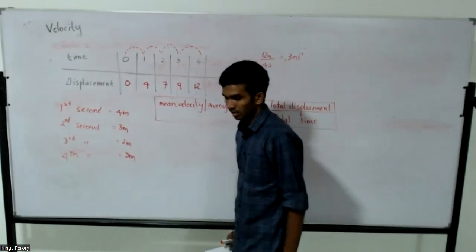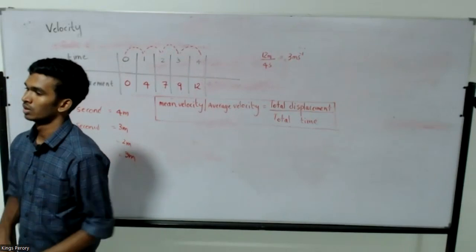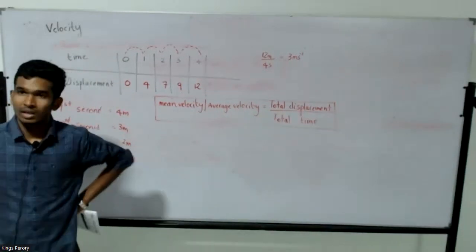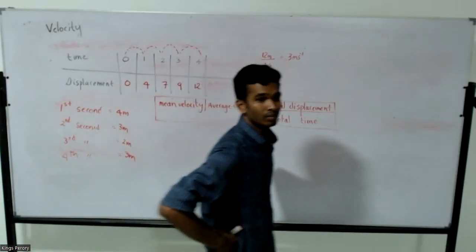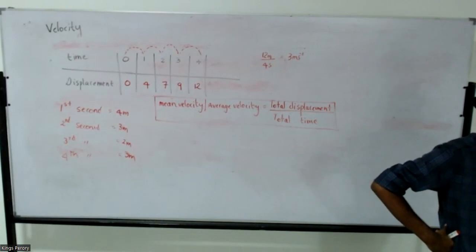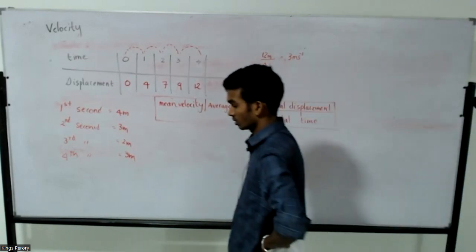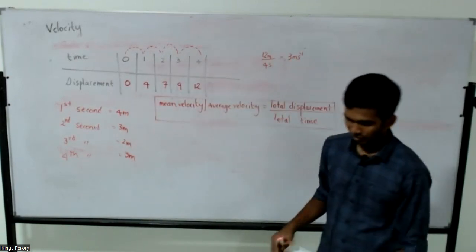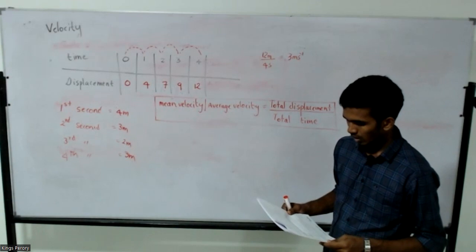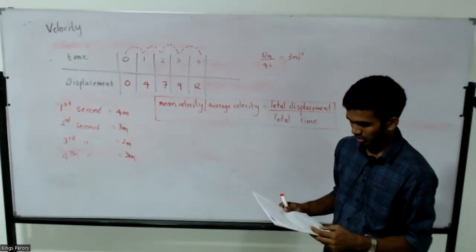When displacement is traversed in every 1 second is different, we find mean velocity or average velocity.